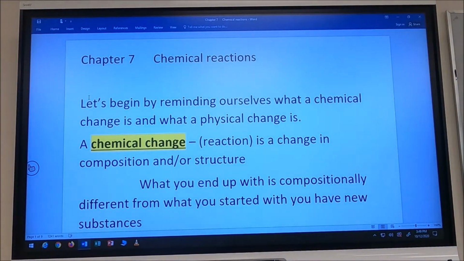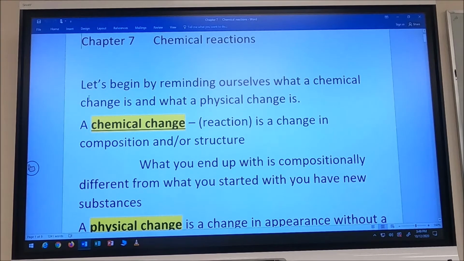Today, guys, we start chapter 7, chemical reactions. Now let me remind you, as we think about chemical reactions, about what a chemical reaction is. A chemical reaction is a chemical change. It's a change in composition and/or structure. If you have a change in composition, you absolutely have a change in structure. There are some situations where you can have a change in structure without a change in composition. But no matter what, when a chemical change happens, you end up with a new substance.